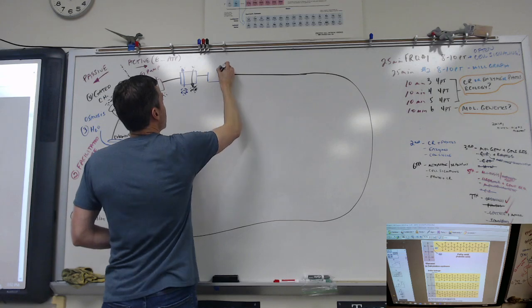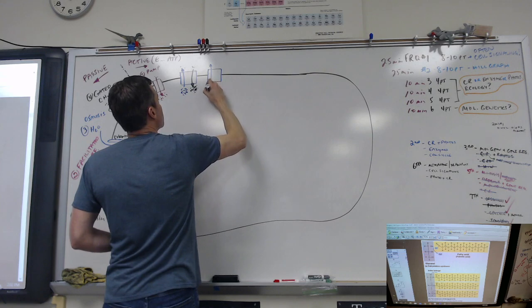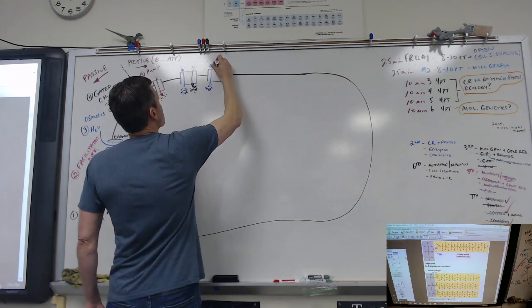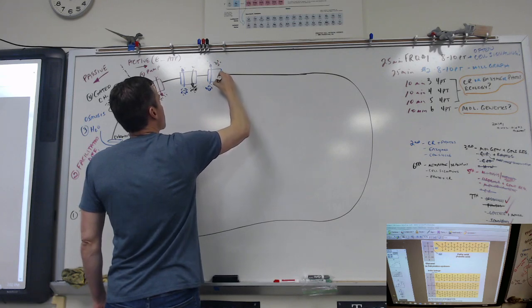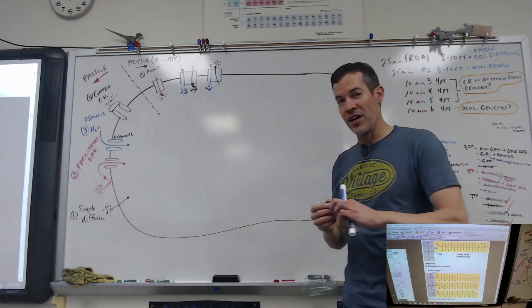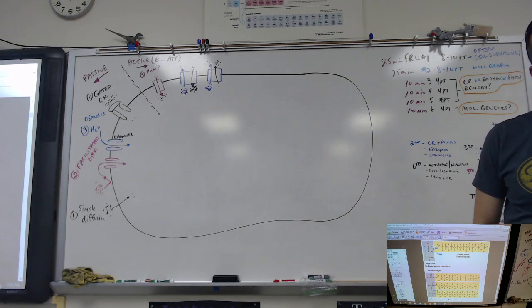What if I did this though? I still have one going high to low and one going low to high, but they're moving differently. Yeah. If they're going the opposite way, we call it counter. If they're moving the same way, we call it co.